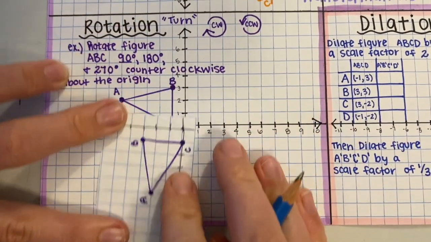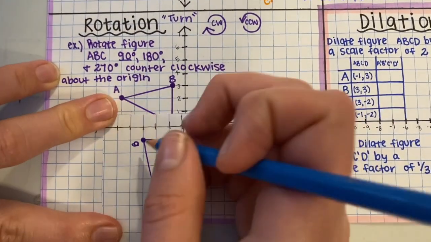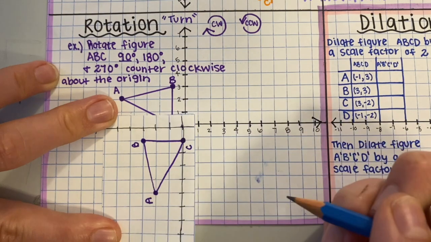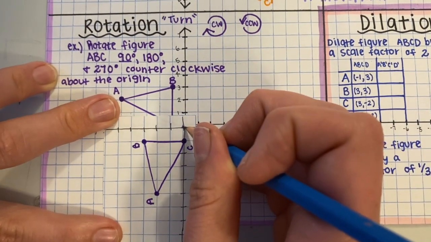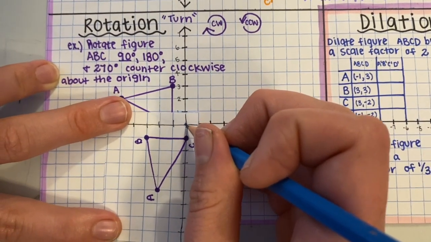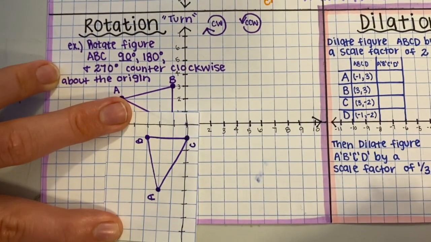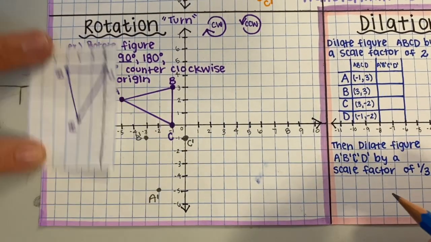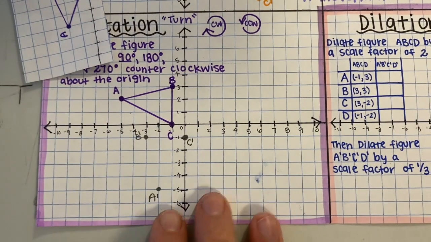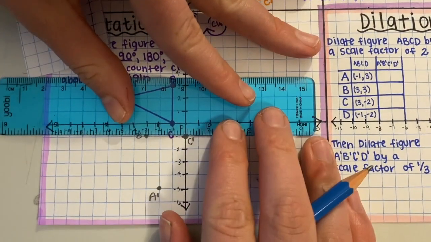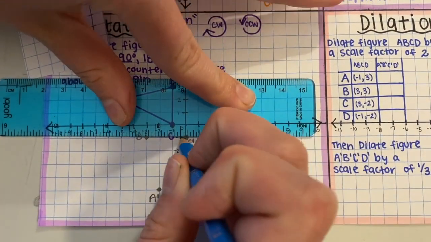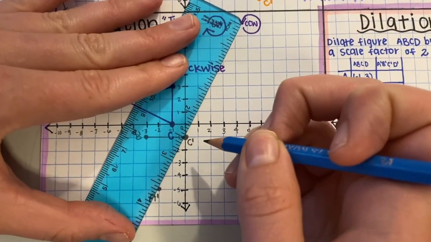So again, what would have happened here is we would have just had our tracing paper and it would have been a lot easier to see, but we can't do that for the EOG or for a test, so we just have to improvise. That is our one turn. So after 90 degrees counterclockwise, this is our new location.